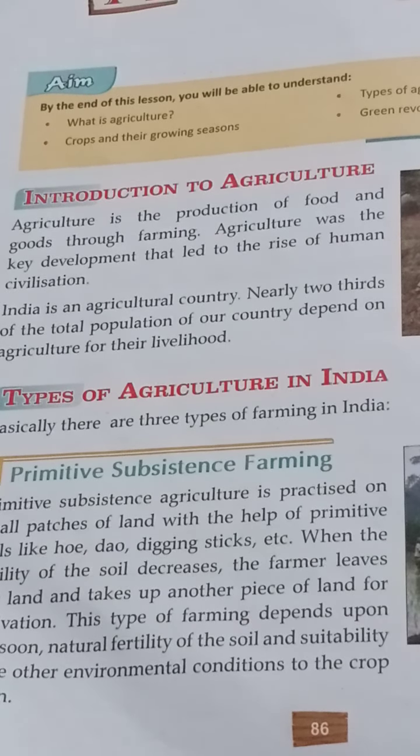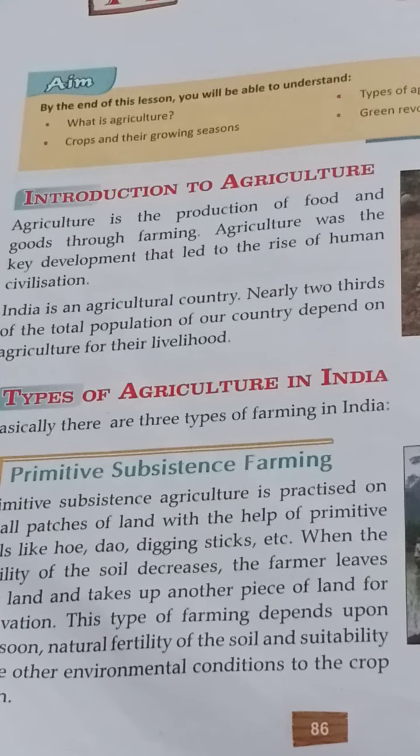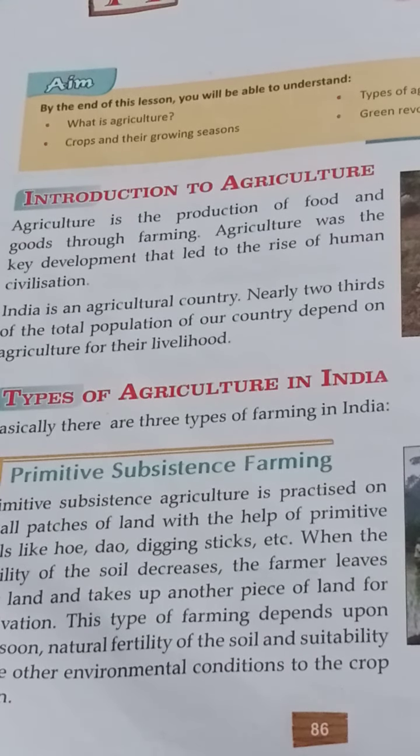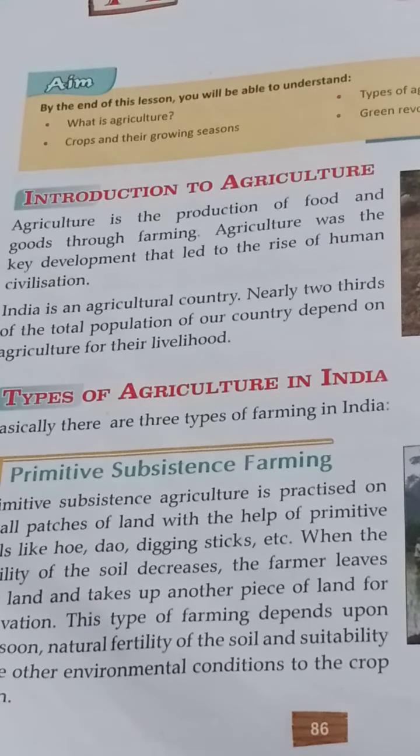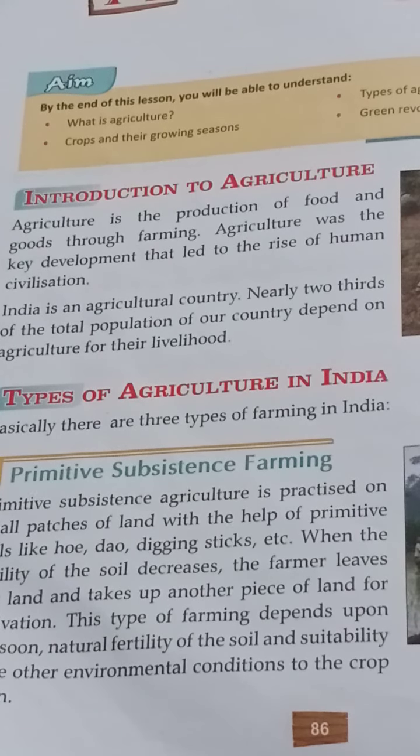Next, I am going to discuss why primitive subsistence farming is also known as shifting cultivation. In primitive subsistence farming, a patch of land is cleared and then set on fire. This patch of land is used to sow seeds and grow crops, and when the fertility of the soil decreases, the farmer leaves the land and takes up another piece of land for cultivation. So that's why this type of farming is also called shifting cultivation.